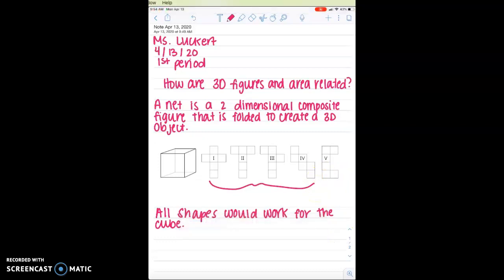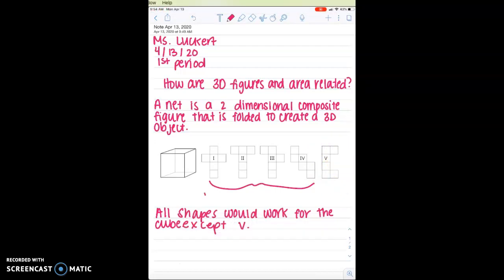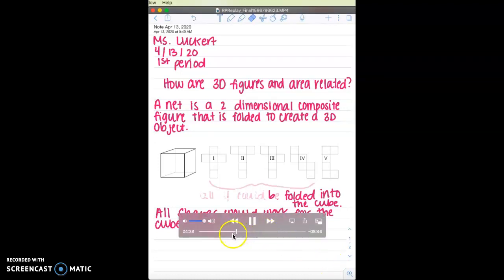The only one that cannot be folded into a cube is this fifth shape here, and that's because these two squares right here for the bases would overlap. So your cube actually would look more like an open box, and it would not be able to have two bases. So that last shape is not going to work. And so here I'm just writing that out for you. You don't have to draw all these nets. That's okay. So we are going to go ahead and keep going on to the next thing.